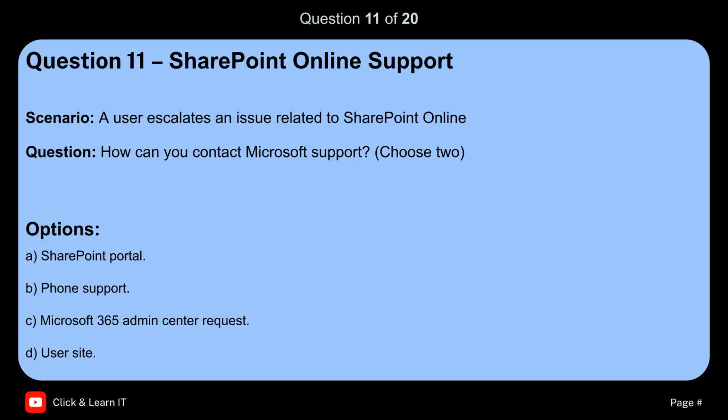Question 11. A user escalates an issue related to SharePoint Online. How can you contact Microsoft support? Choose 2. Options include SharePoint Portal, Phone Support, Microsoft 365 Admin Center Request, and User Site.